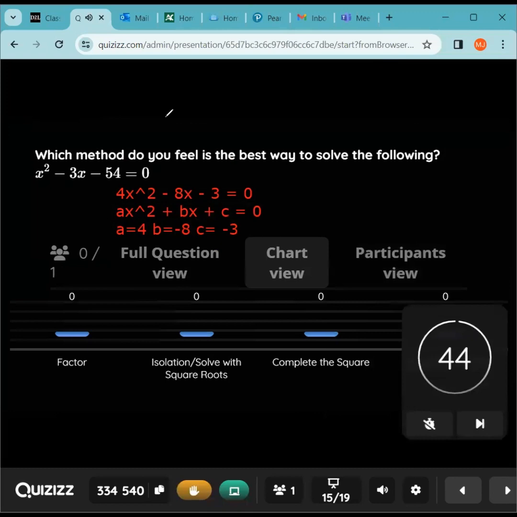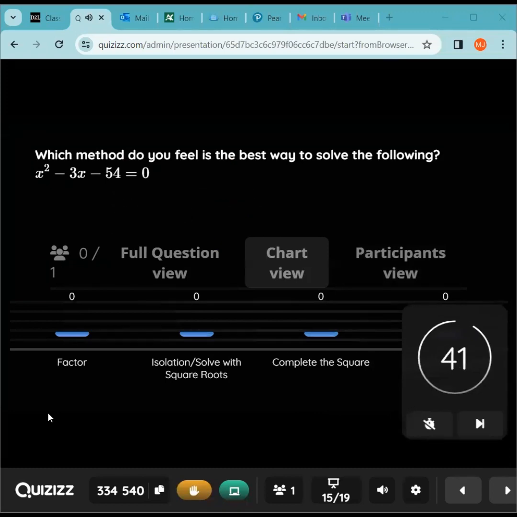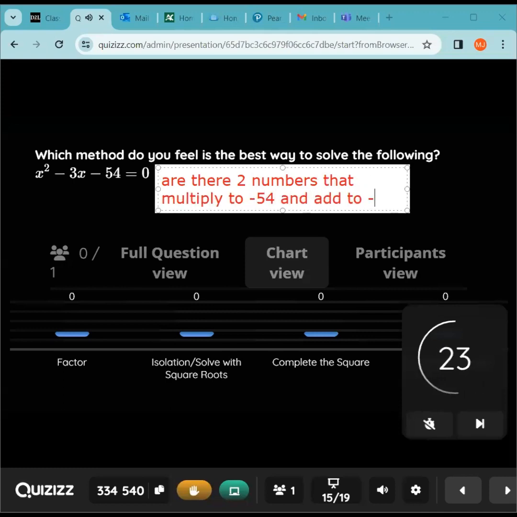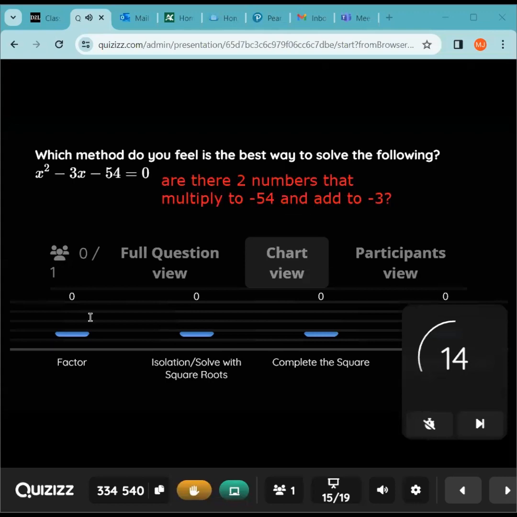Then how would you feel is the best way of solving this? We can try to test out methods. We could test whether there are two numbers that multiply to -54 and add to -3. That's the first question we can ask here, and there might not be. We may have to use the quadratic formula if there aren't two numbers that multiply to -54 and add to -3.